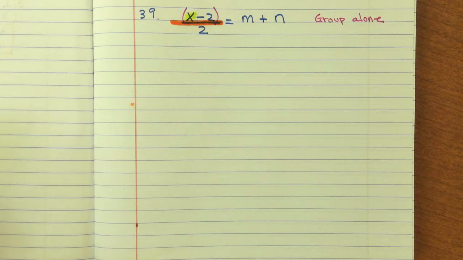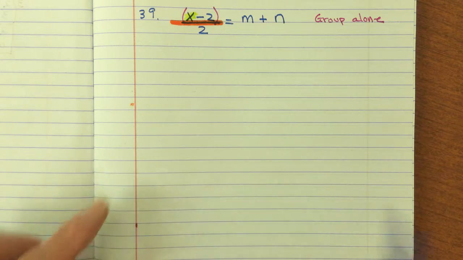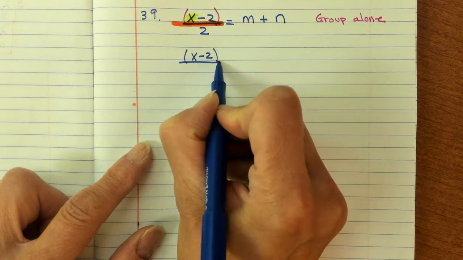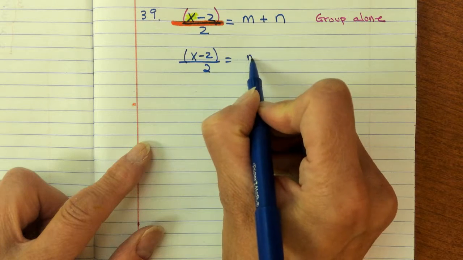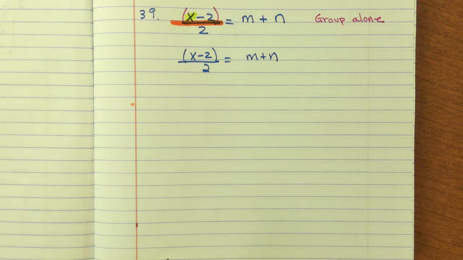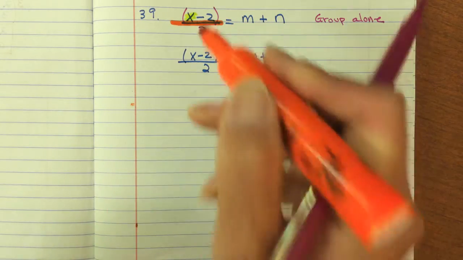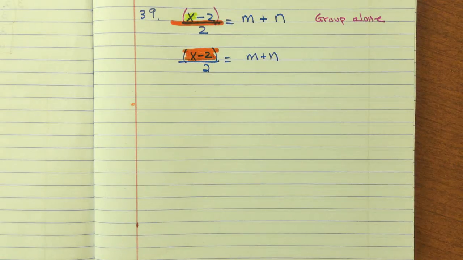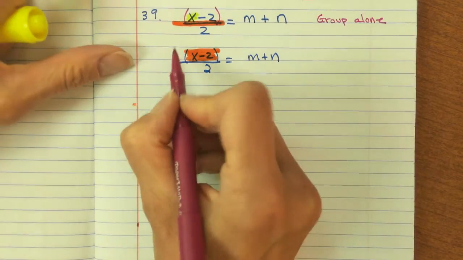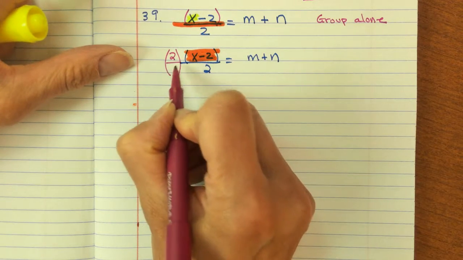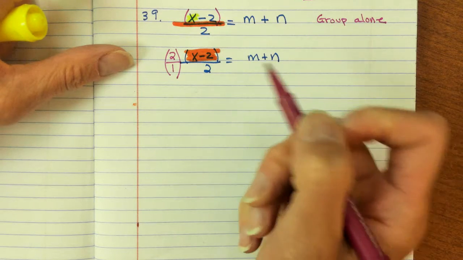So what's happening to the group? Well, it's being divided by 2. I'm going to rewrite this. So this is x minus 2 divided by 2 is equal to m plus n. In order to get this group, we just think of it as orange. To get the orange alone, I have to multiply by 2 in the numerator. You don't have to write this divided by 1, but I'm going to do that.